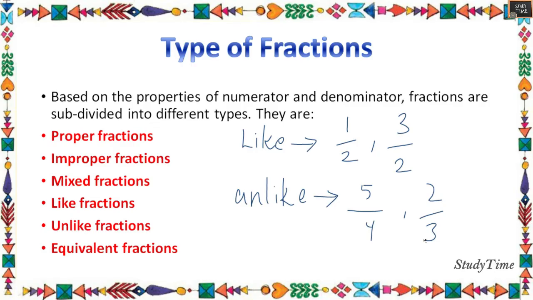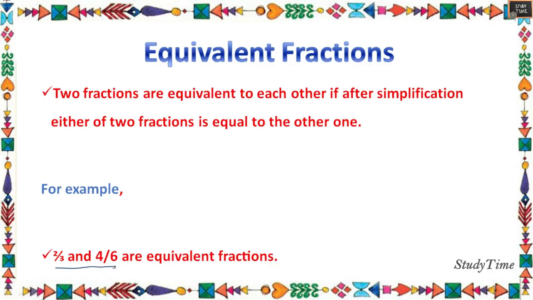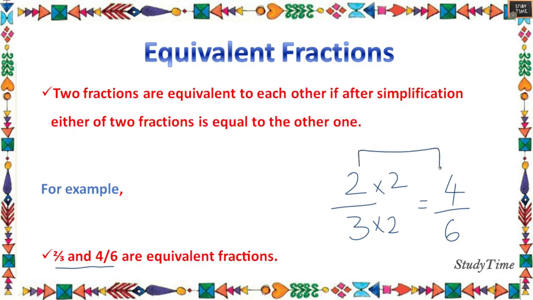Next we'll see equivalent fractions in detail. Two fractions are equivalent to each other if after simplification either of two fractions is equal to the other one. See here example 2 by 3 and 4 by 6. 2 divided by 3, here you are multiplying the denominator by 2 and numerator by 2. So you will be getting 4 divided by 6. So this and this are equivalent fractions.